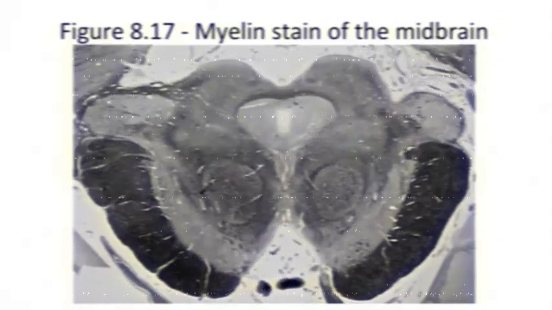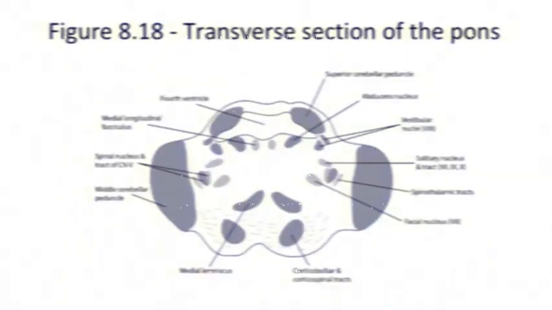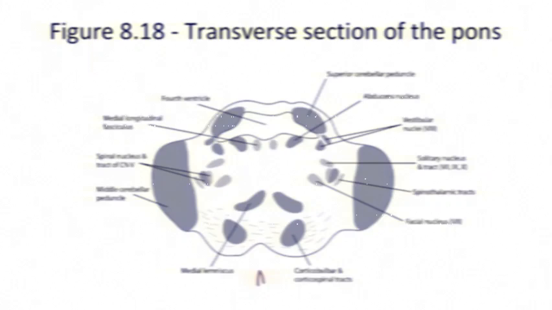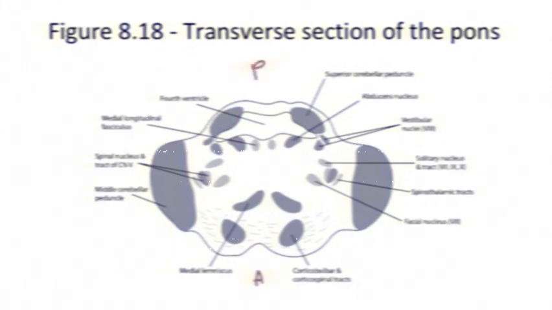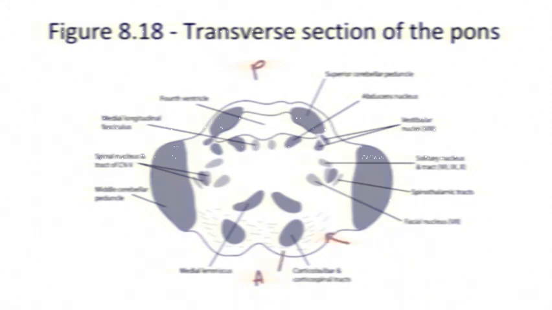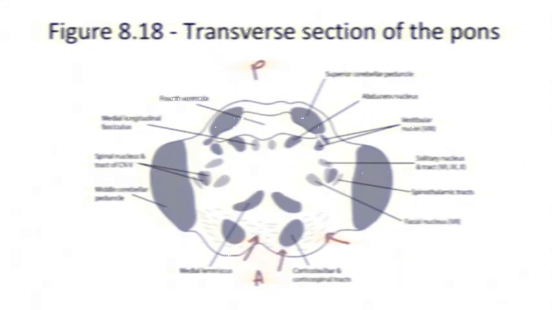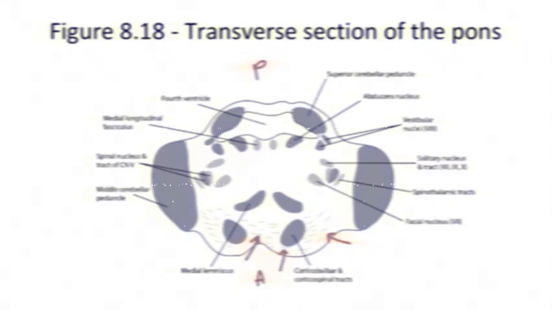Okay, now let's look at a cross-section of the pons. This is figure 8.18, which shows a transverse section of the pons. Again, this is anterior and this is posterior. The pons can be easily identified by the transverse pontine fibers, these little fibers right here. If you can't find the transverse pontine fibers, then you should still be able to deduce that you're looking at the pons by process of elimination. This is because the midbrain and the medulla have a very distinct appearance. Okay, with this in mind, let's look at the cranial nerve nuclei in the pons. Recall that cranial nerves 5 through 8 emanate from the pons.